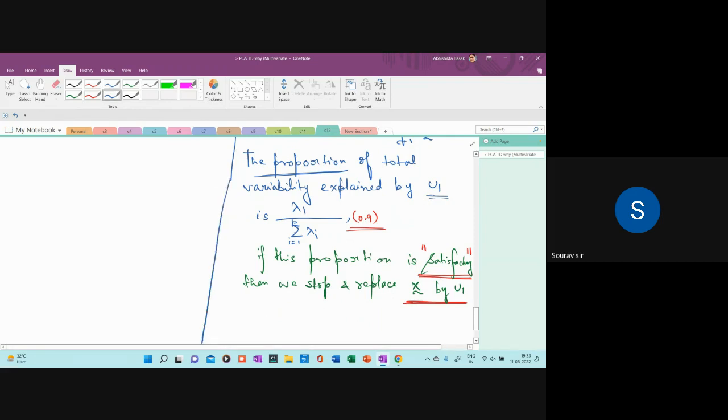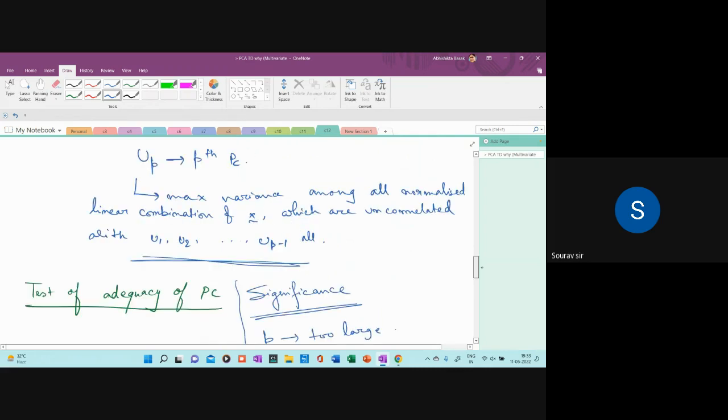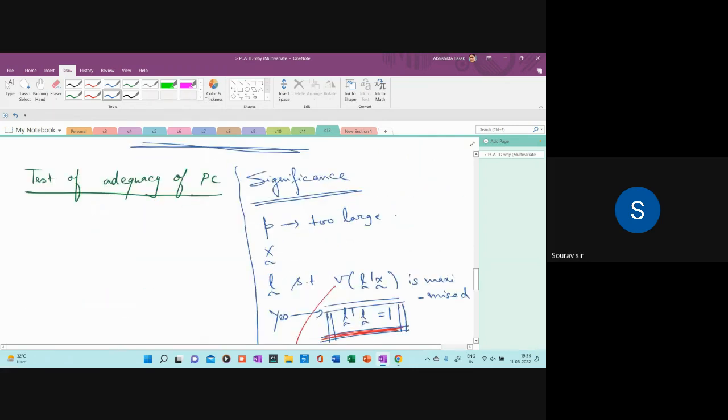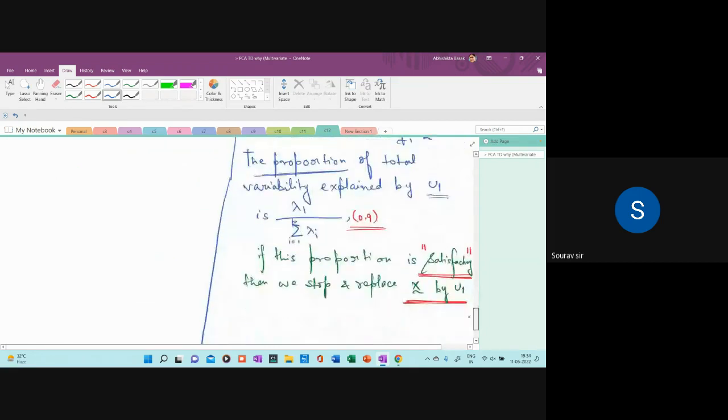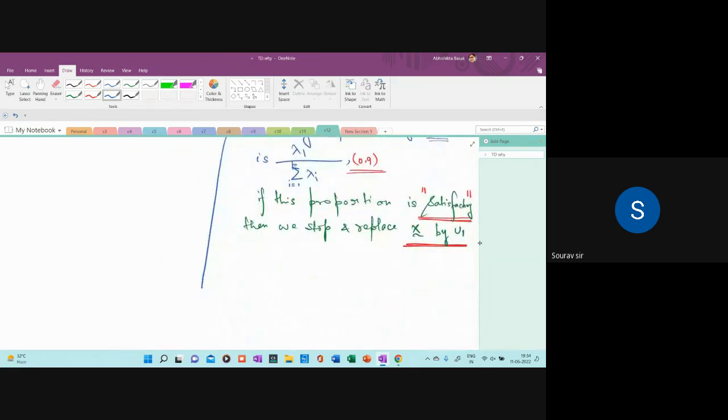So I think that 90% is explained by a single component. I won't take the other component. So it's fine, this is satisfactory. So how many components are needed? That we are going to take care of by this test of adequacy of PC, which is my next topic of discussion. So x curl is actually replaced by only one component.